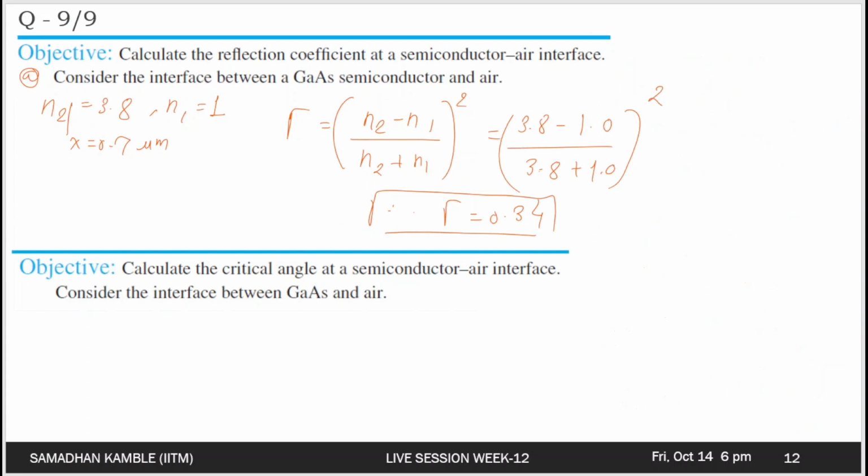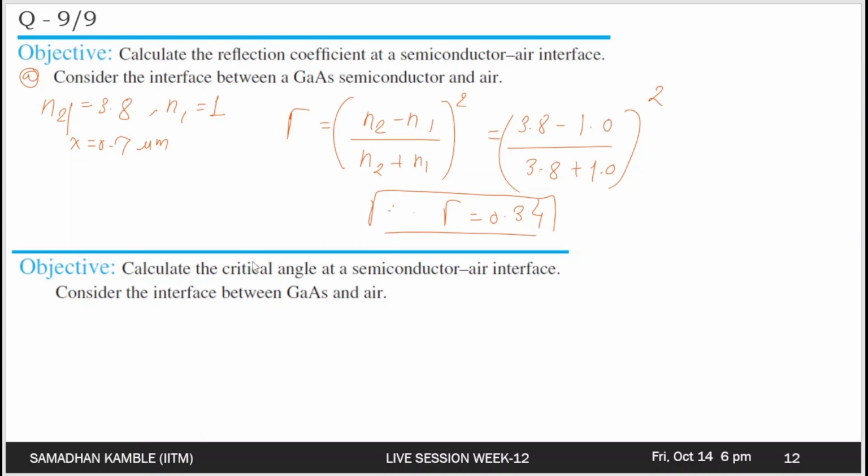So we can say that the reflection coefficient of 0.34 means that 34% of the photons incident from the gallium arsenide onto the semiconductor-air interface are reflected back into the semiconductor. So this is a lossy parameter.